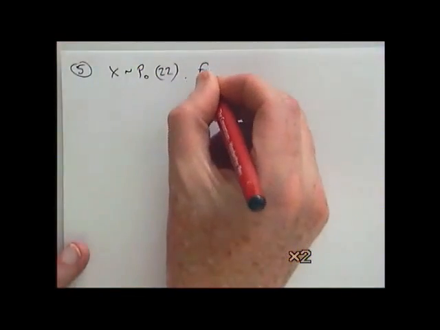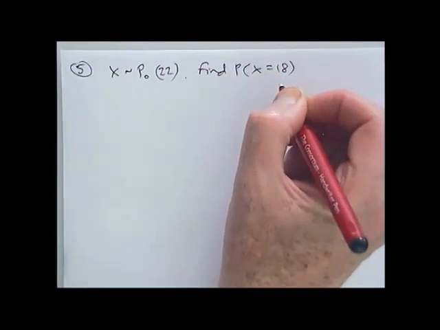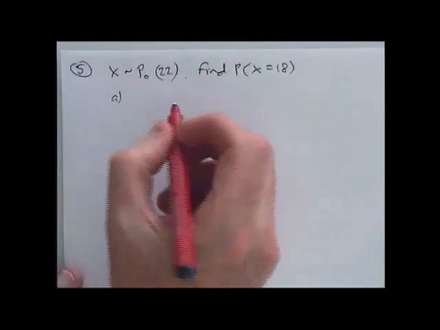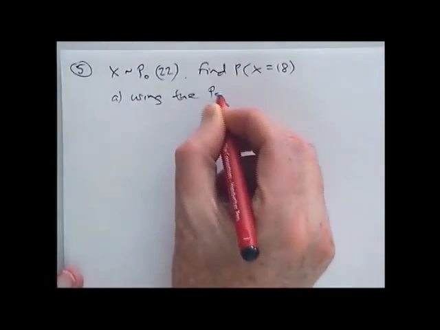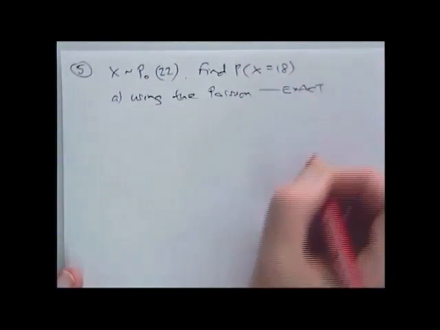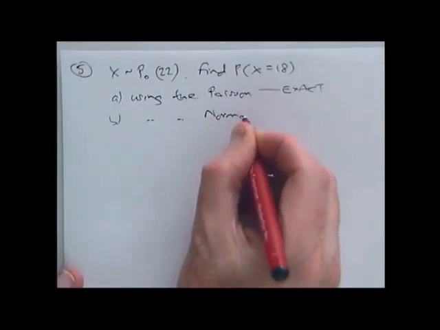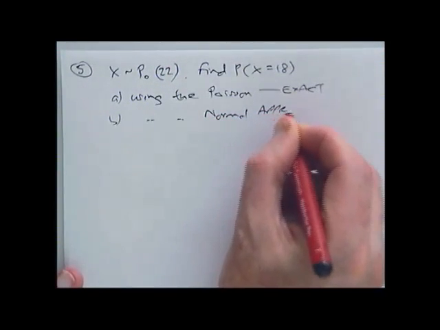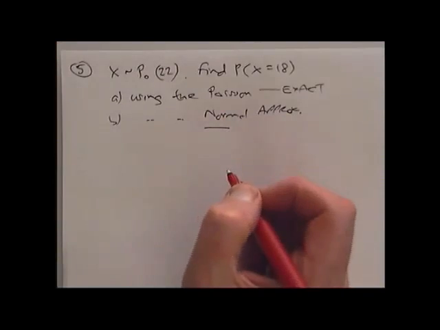And what we have to do is find the probability that x equals 18. Part A, using the Poisson distribution, so in other words, doing it as an exact calculation. And part B will be using the normal approximation to it. And we'll just compare them and see how close they are and what's involved in doing it.